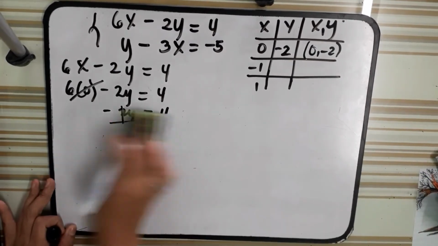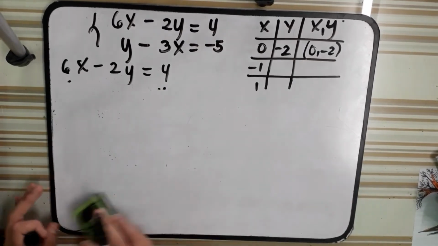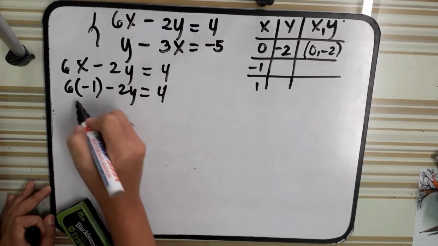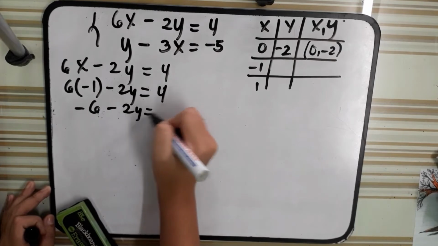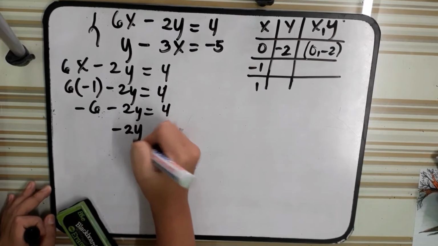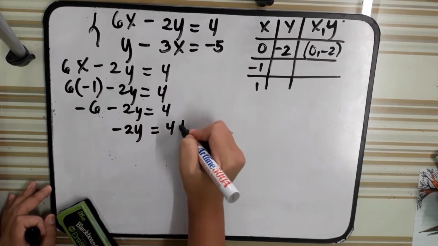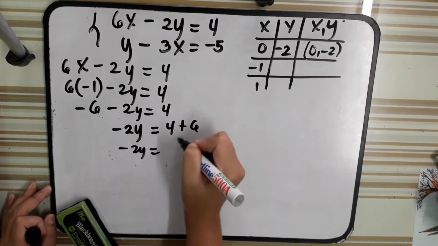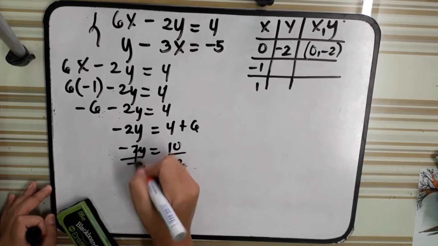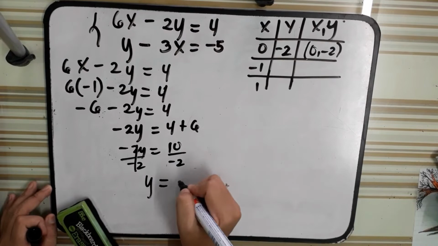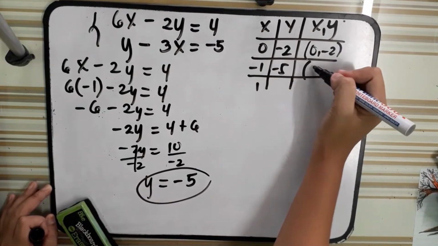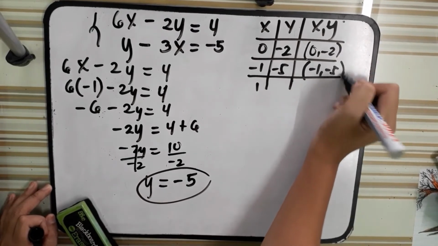Okay, now, proceed naman tayo sa pangalawa. So, let's use negative 1. 6 times negative 1 minus 2y is equal to 4. 6 times negative 1 is negative 6, minus 2y is equal to 4. So, we need to isolate y. We move negative 6 on the other side of the equation. So, this will become negative 2y is equal to 4, negative will become positive 6. So, negative 2y is equal to 4 plus 6 is 10. Then, divide both sides by negative 2. So, this will be y is equal to 10 divided by negative 2 is negative 5. So, that will be the value of y. And our ordered pairs or the points is negative 1 and negative 5.